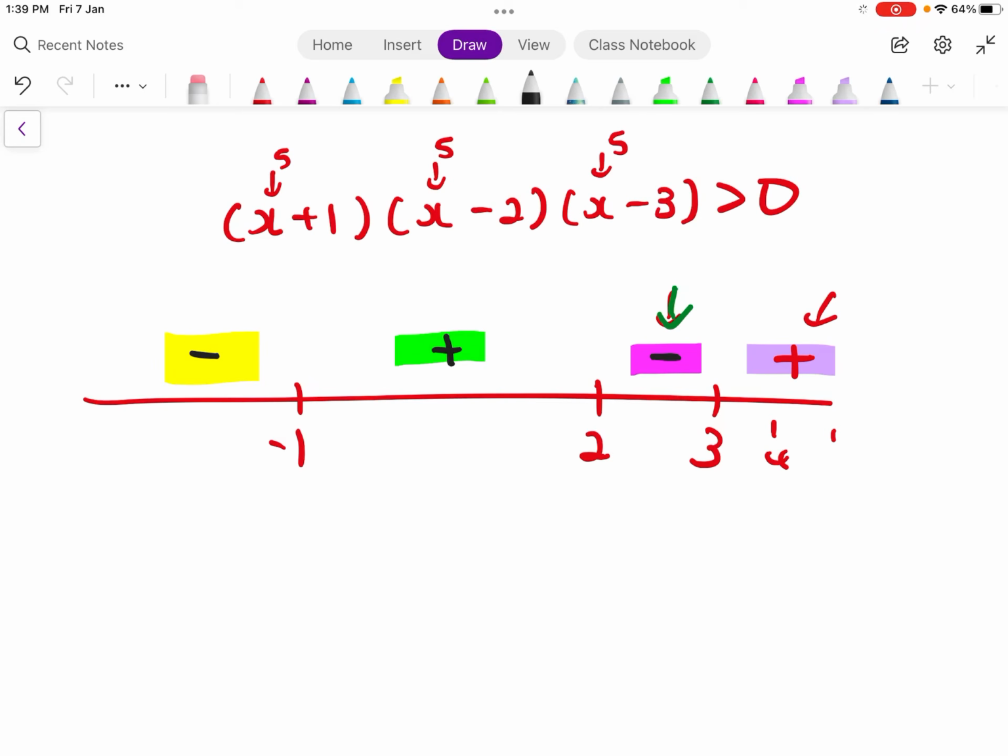So you can see that I don't even need to calculate. As long as I know one of the regions, let's just say I put plus, then the next will be minus, then plus, minus, and so forth.